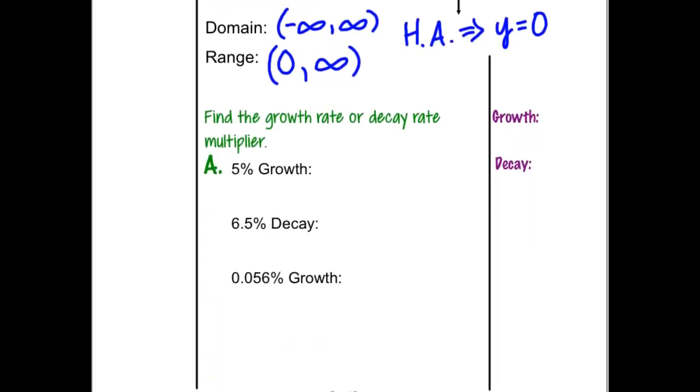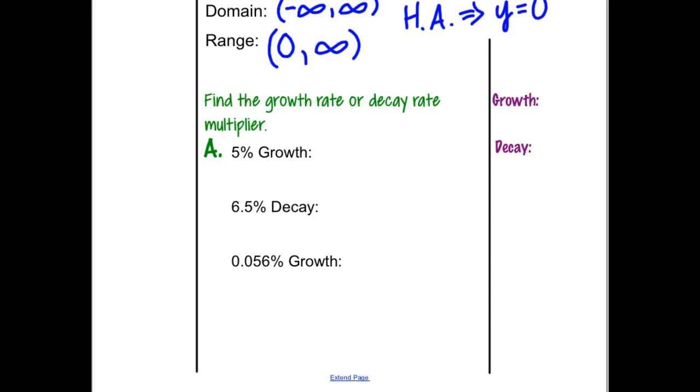Our main focus, number 1 for today, is finding growth rate or decay rate multipliers. That means finding your b value. So it's not as hard as it sounds. If it's a growth, we're going to change that rate percent into a decimal and then add it to 1. And if it's a decay, we're going to take that rate, change it into a decimal, and then subtract it from 1. So our first one is 5% growth.